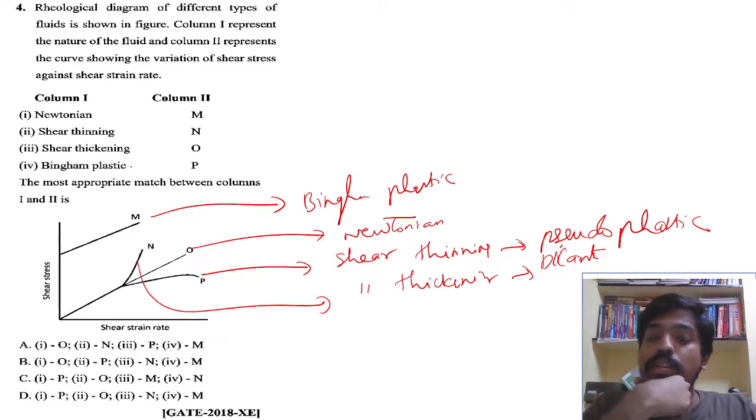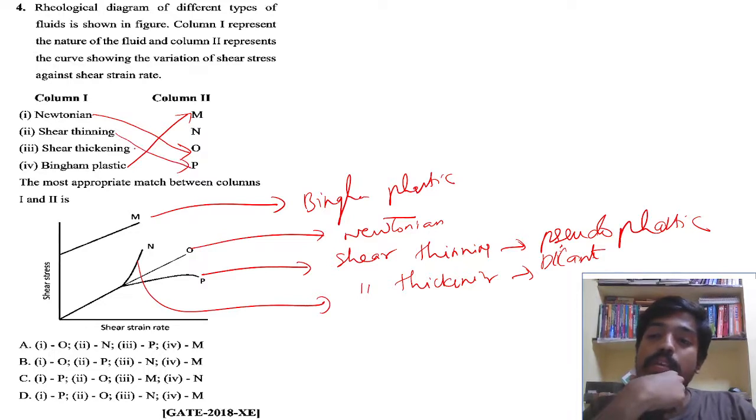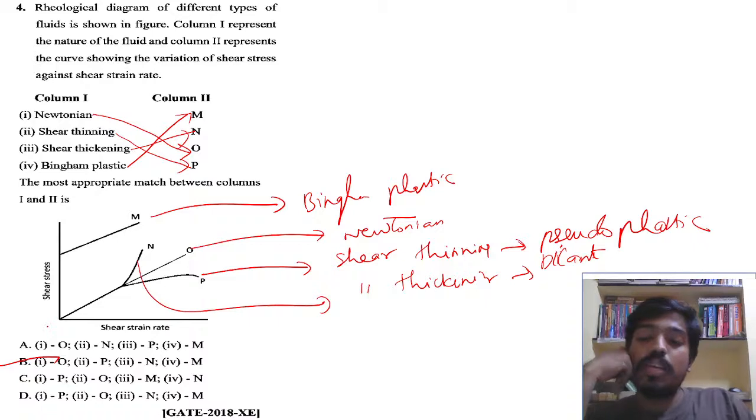So Bingham plastic is 1. Newtonian is 0. Shear thinning is P. So 1 for 0, 2 for P. Answer is P.